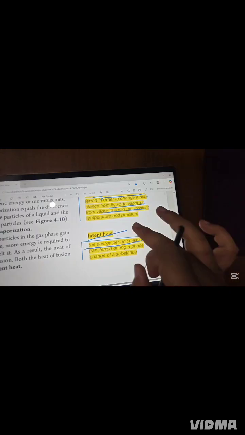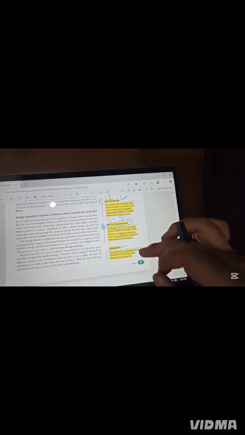Both of them are types of latent heat. If you notice, both definitions have the same meaning: energy per unit mass. Look, energy per unit mass, energy per unit mass. All of them are the same. Good.